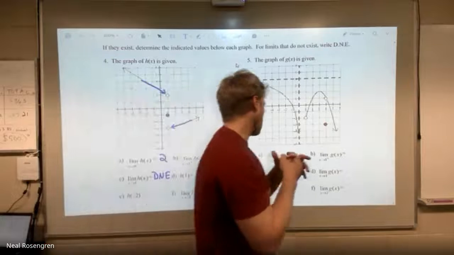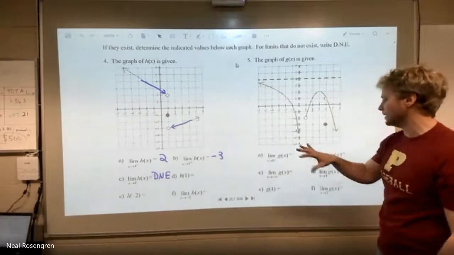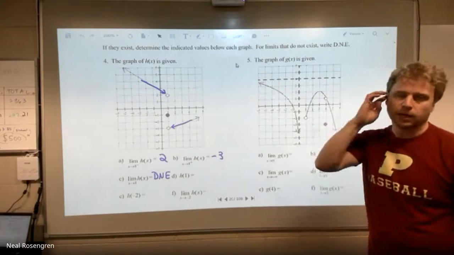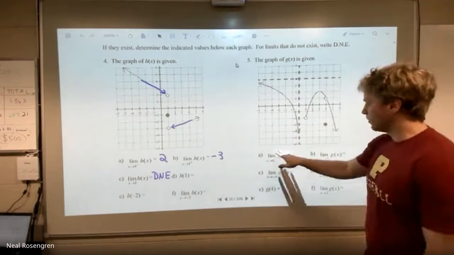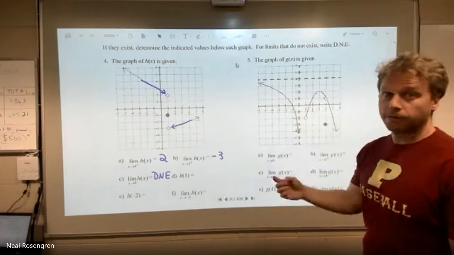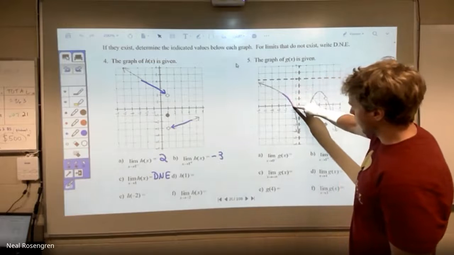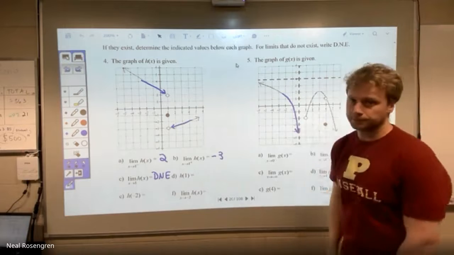Okay. So now number 5 is a little bit different, because it doesn't say let's go to the same point from the left and then from the right and then think about the limit. It just asks us a bunch of different ones. So, the limit of g of x as x approaches 0 from the left. I go a couple boxes to the left and track myself along this function and think about where I'm headed.